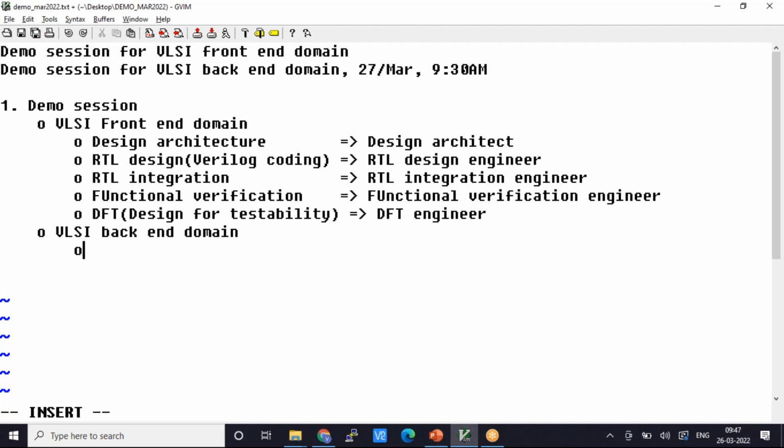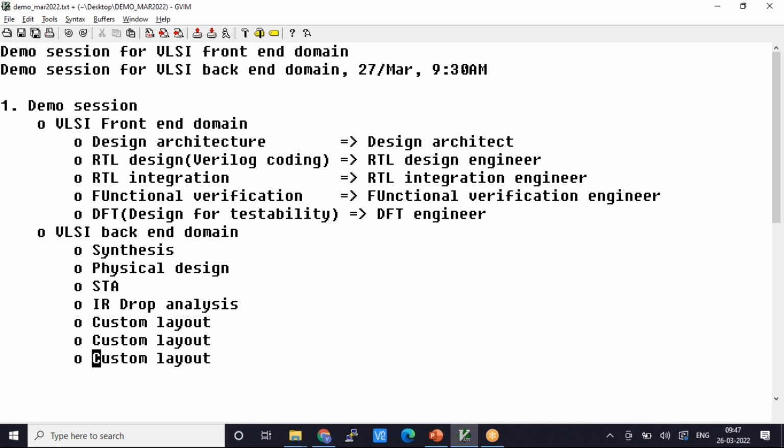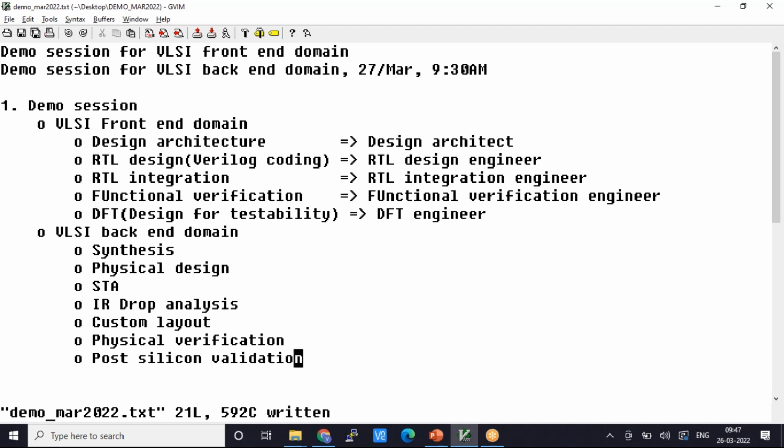When it comes to backend domain, there are domains like physical design. Of course, before that we do synthesis, static timing analysis, IR drop analysis. Then we have custom layout. Then we have physical verification. Then we have post silicon validation. For everything, just add the engineer in the end, you will get the role. Synthesis engineer, physical design engineer, STA engineer, IR drop analysis engineer, different things.